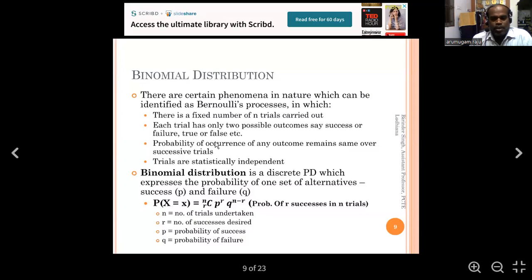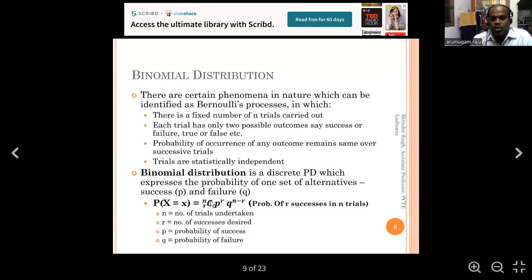So in the binomial distribution, we have the definition. Binomial distribution is a discrete distribution which expresses the probability of one set of alternatives. That means the probability of success and the probability of failure. The notation is p and q. Therefore, the definition of a binomial distribution is P(x) = nCr p^r q^(n-r).